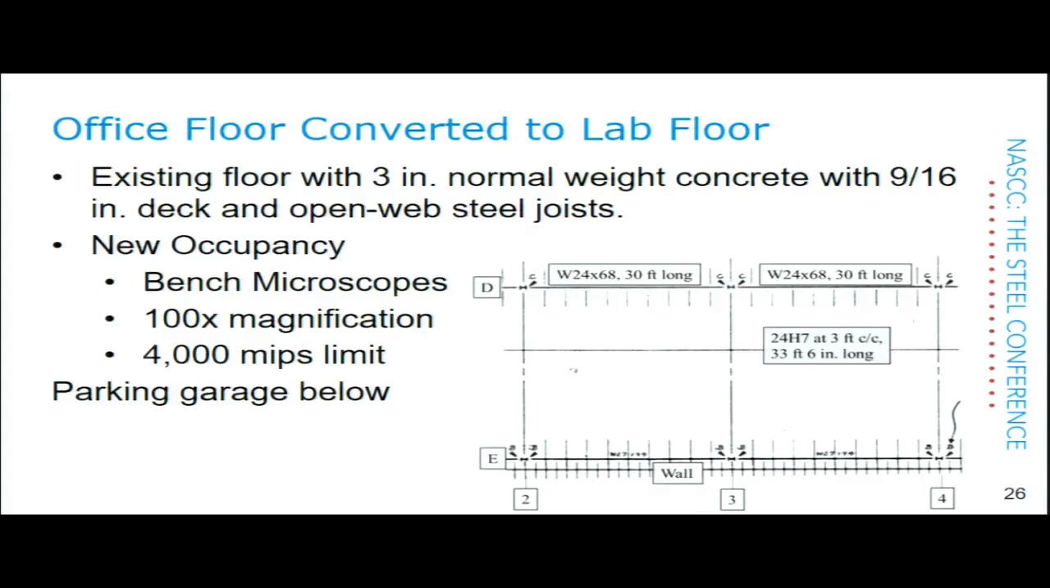Well, they wanted to change the occupancy to a lab, a pretty small lab. And in this lab, they're going to have bench microscopes with up to 100 power magnification. If you go in Design Guide 11, Chapter 6, you see that the tolerance limit for those is 4,000 micro-inches per second, and that's a 1/3 octave velocity limit.